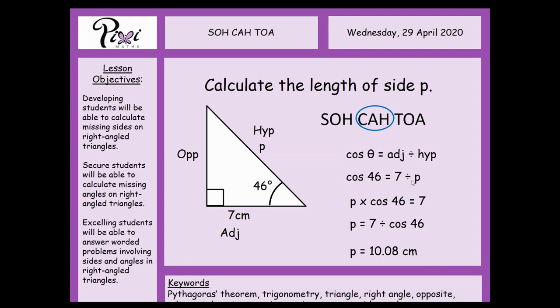Just remember the trick with this bit. When we've got cos of 46 equals 7 divided by P, technically all we've done is swap the P and the cos of 46 round, so we get this calculation here. Sometimes you've got to do the swap. Sometimes it could have been P divided by 7, in which case you just times by 7. So you do need to write out your calculation each time and correctly figure out how to rearrange it. Don't cut corners.